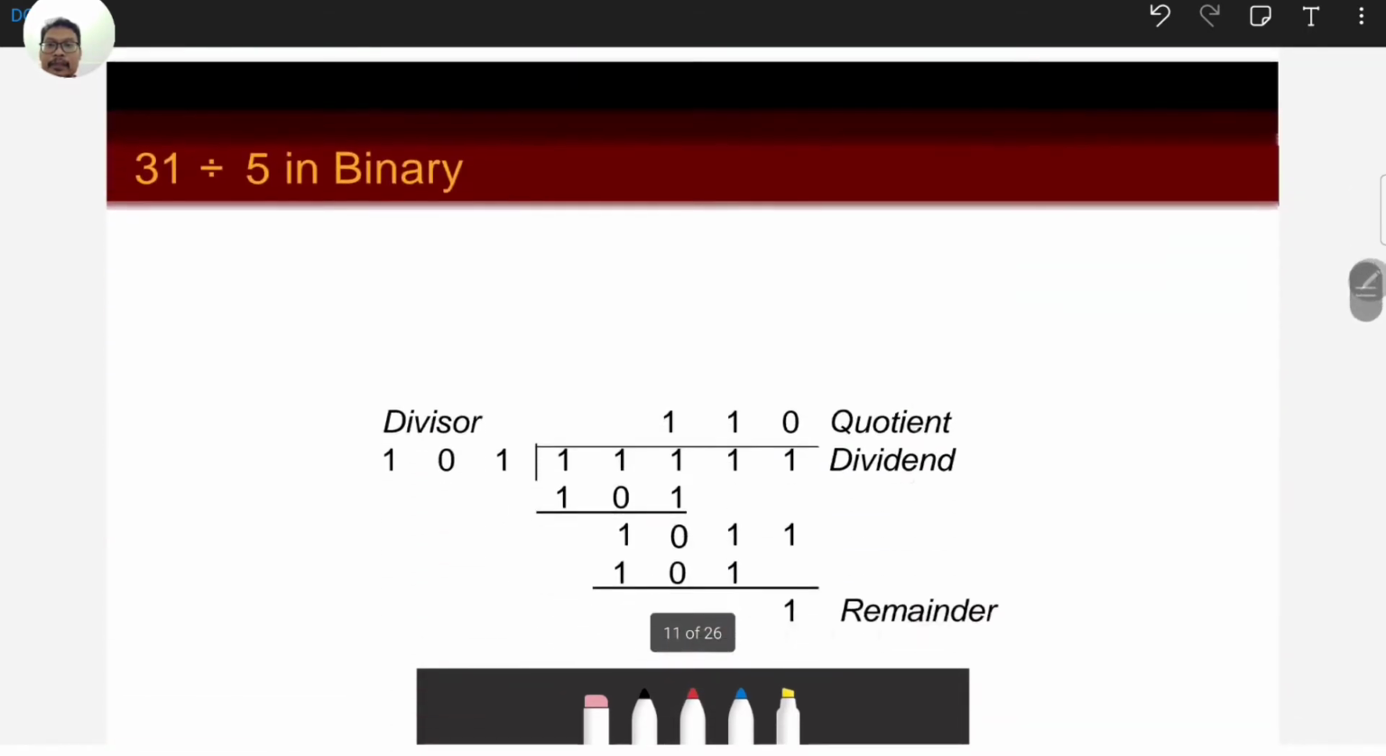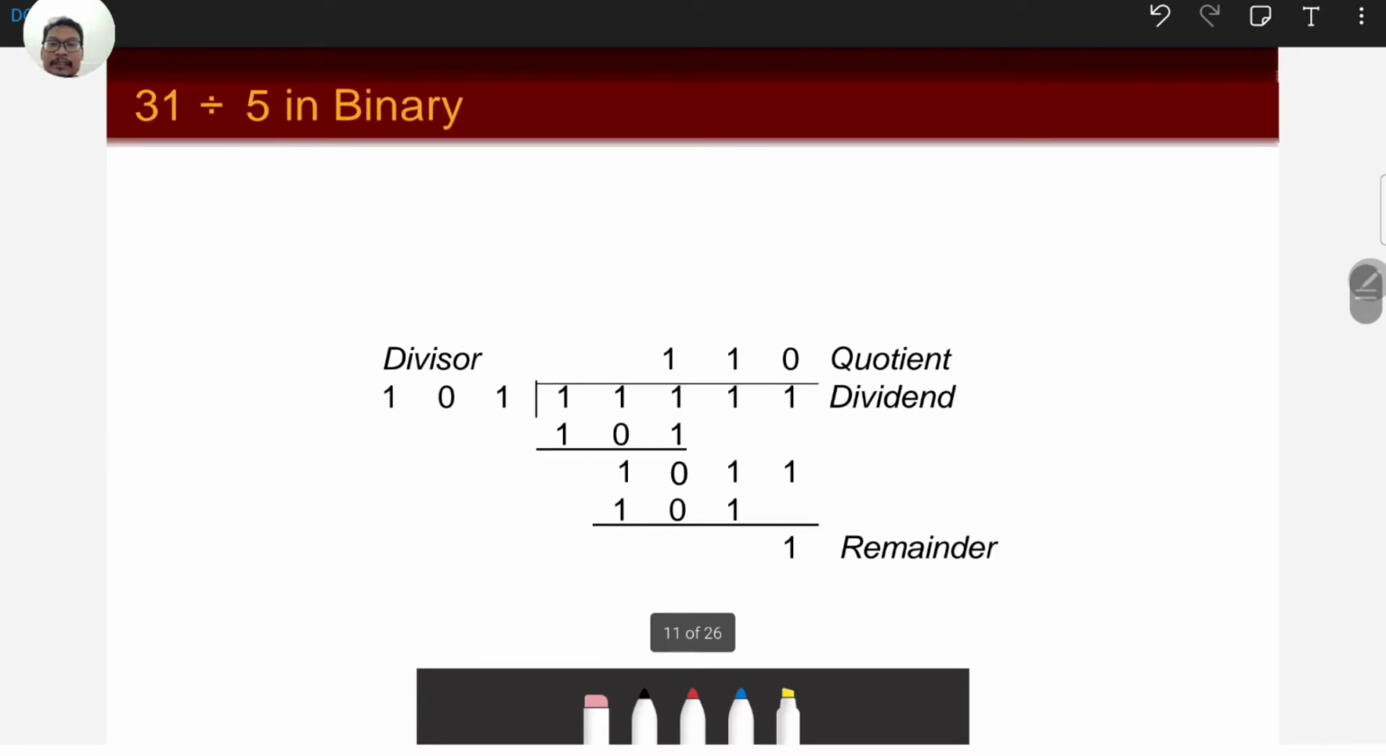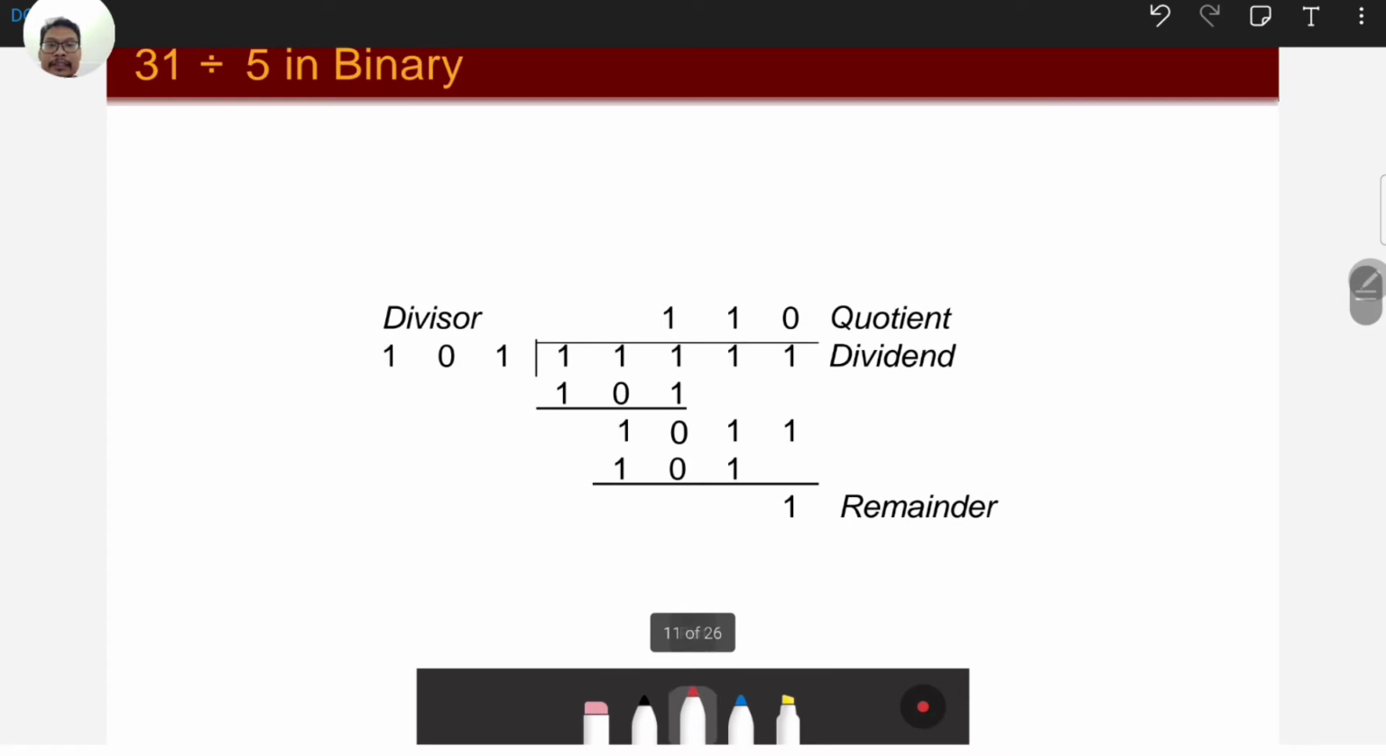So let's look at division. In division, you can also use a canonical standard division form, where in this case the example is 31 divided by 5. So this is 31 in standard binary. 1, 1, 1, 1, 1 is 31 in decimal. This is the dividend, and the divisor here is 5. So 101 is a 5. So 31 divided by 5.